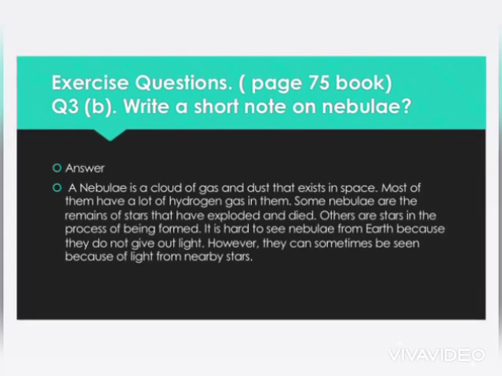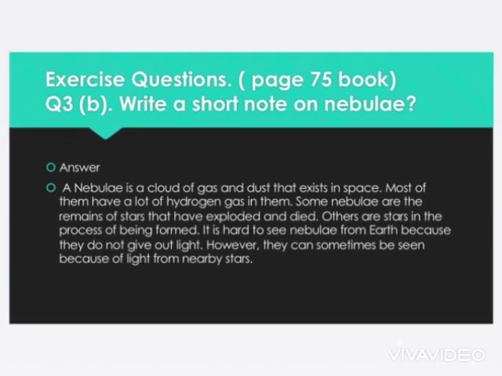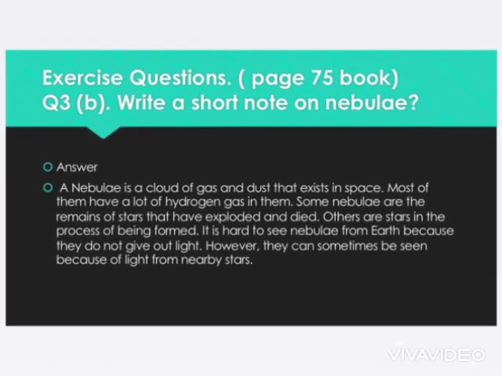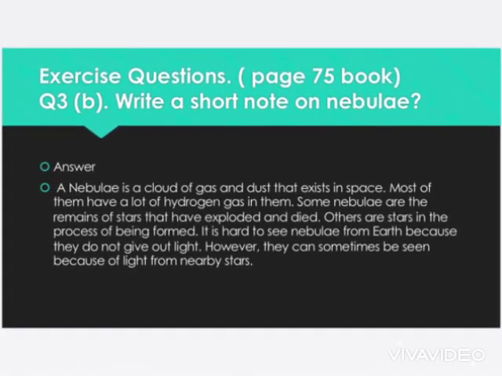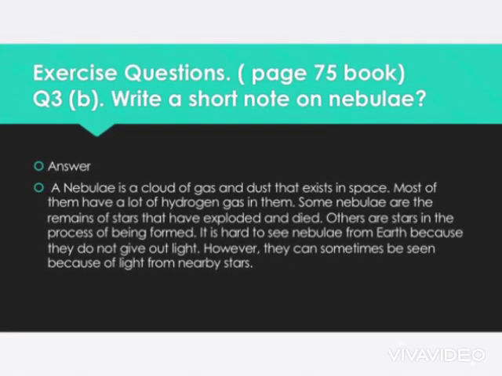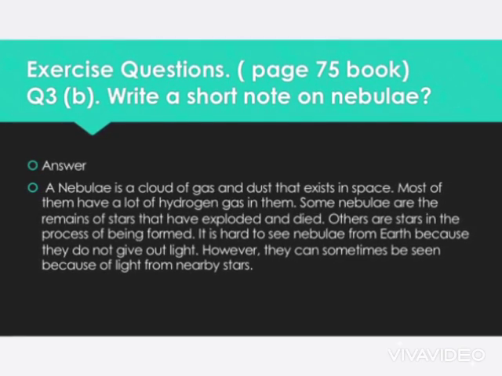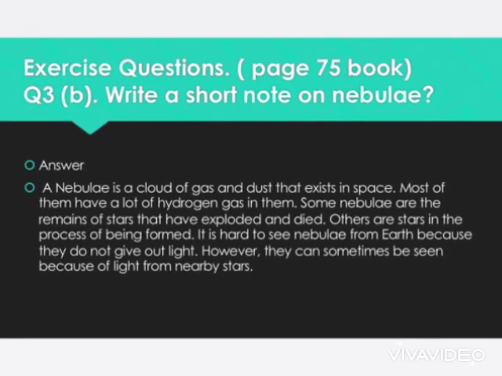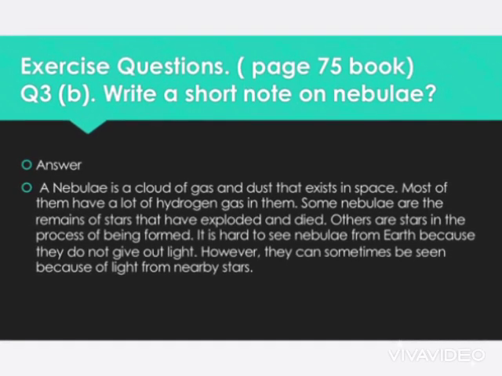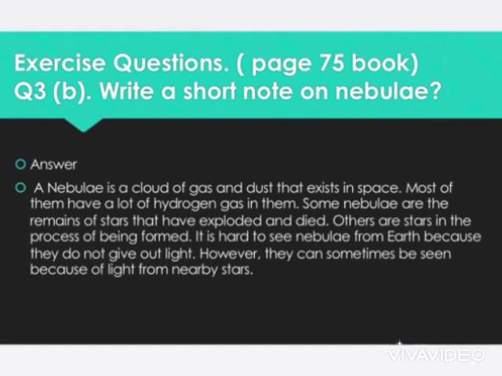Write a short note on nebula, and the answer is: a nebula is a cloud of gas and dust that exists in space. Most of them have a lot of hydrogen gas in them. Some nebula are the remains of stars that have exploded and died. Others are the stars in the process of being formed. It is hard to see nebula from Earth because they do not give out light. However, they can sometimes be seen because of the light of the nearby stars.